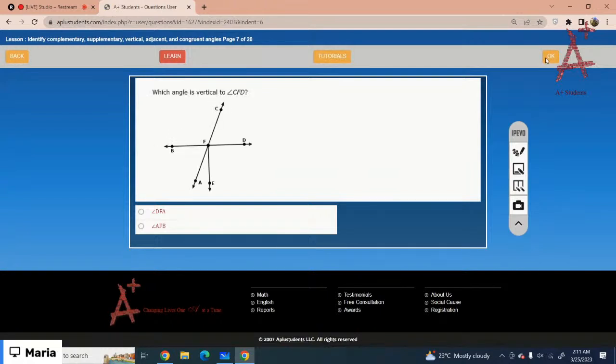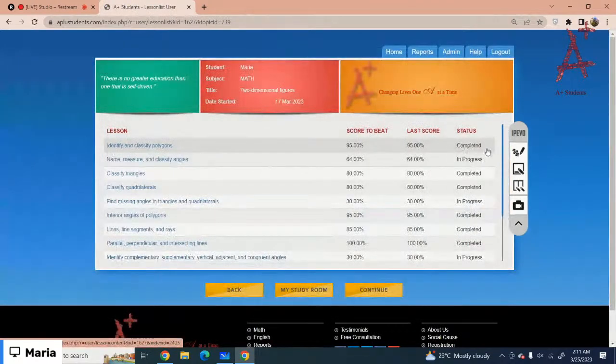Okay, you can complete the test by yourself later today. Let me just move on to the next lesson. Got it? The next lesson is find measures of complementary, supplementary, vertical and adjacent angles.